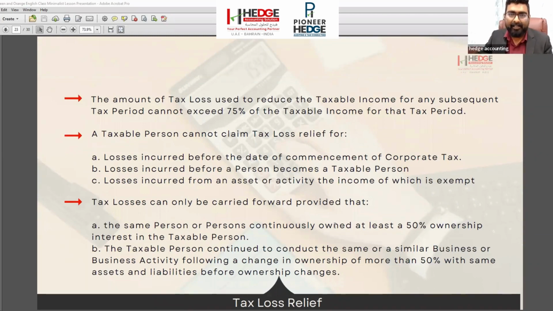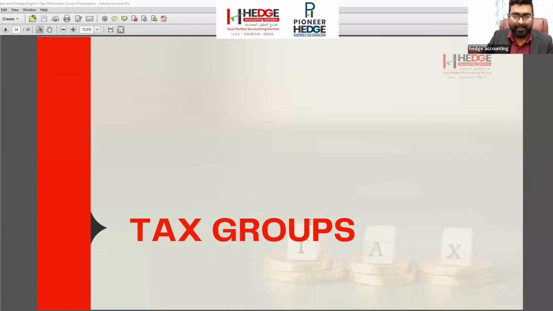Hope you understand. I'll again repeat this point. This is practical, whatever we can apply in the current year. If there is a loss in the previous year, you can claim the loss up to 75% of the current year profit, that you can adjust before paying your tax.